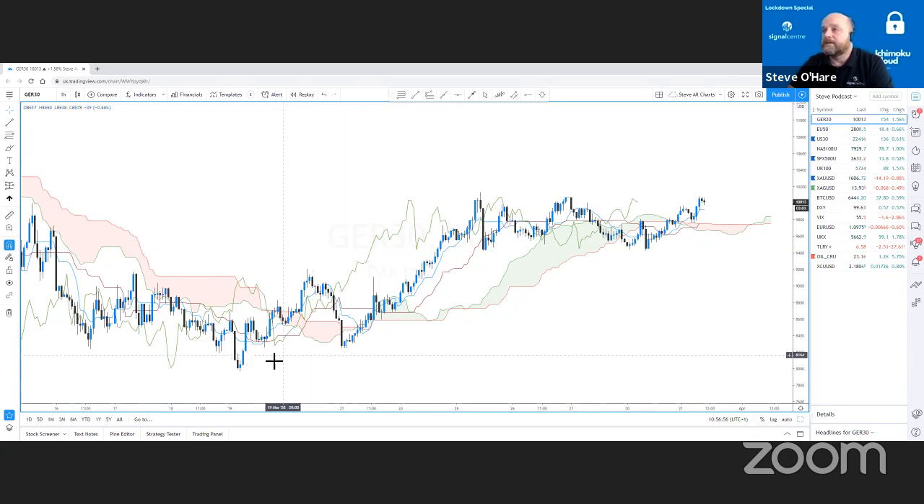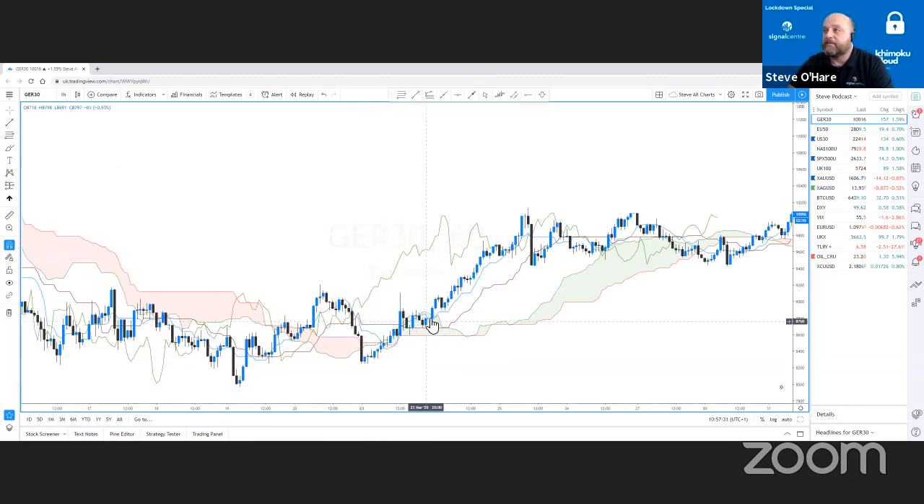We've basically got the conversion line breaking above the baseline just here. We're below the cloud, so it's not a strong signal, but when price breaks and closes above the cloud, that backs up the signal. So you could take that as confirmation. Maybe get long around here. For stops, you can use the baseline, you can use the cloud, or you can even use the price as a stop. So whenever the price breaks back below the cloud, you'd have been stopped out here.